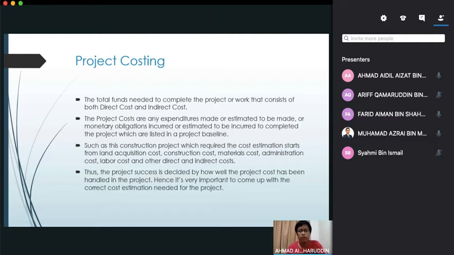Thus, the project success is determined by how well the project cost has been handled. Hence, it's very important to come up with the correct cost estimation needed for the project. For this project, the criteria of the project costing are divided into two types, which are CAPEX and OPEX.